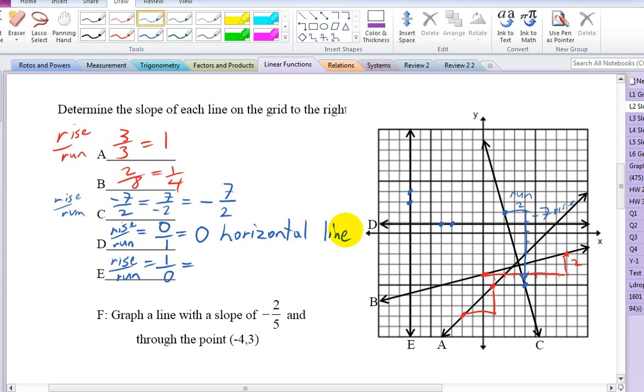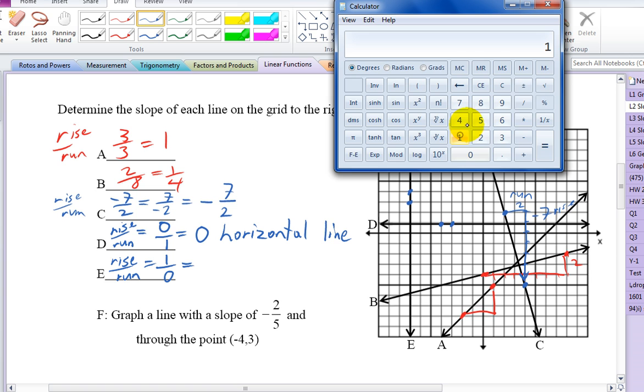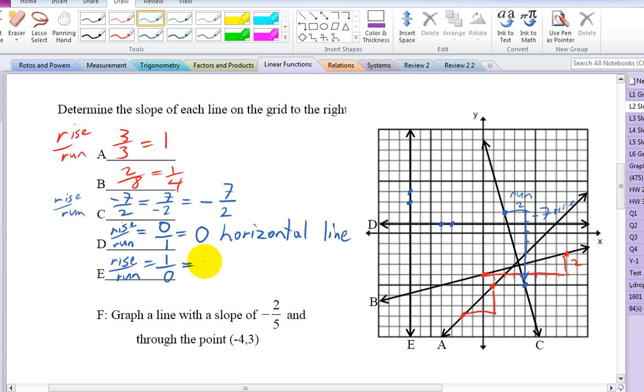Okay. It's easy to run on a slope of 0. But what about that other one? 1 divided by 0? Ooh, you guys probably got error, math error, syntax error. It's because, look at my calculator, it even tells me cannot divide by 0. So we say null set, which means no answer.